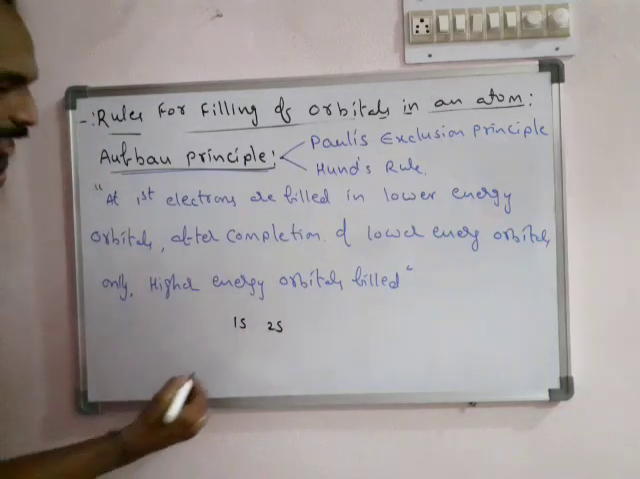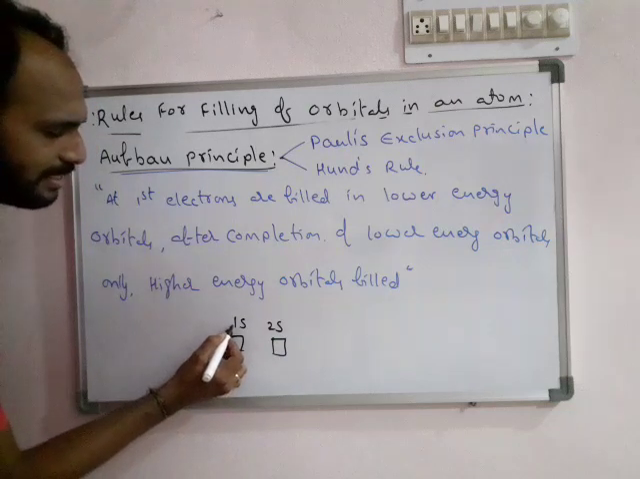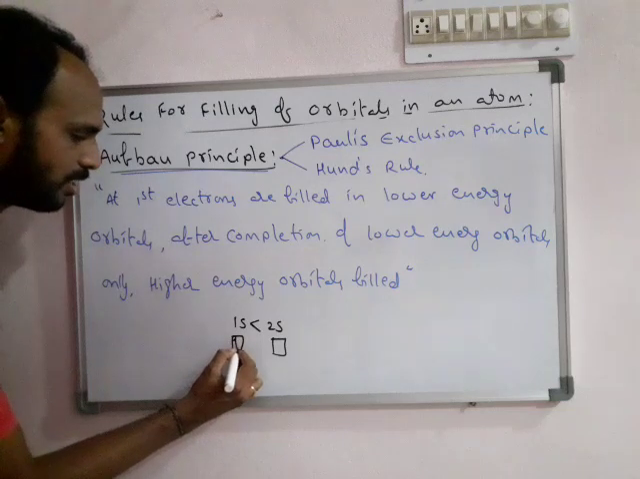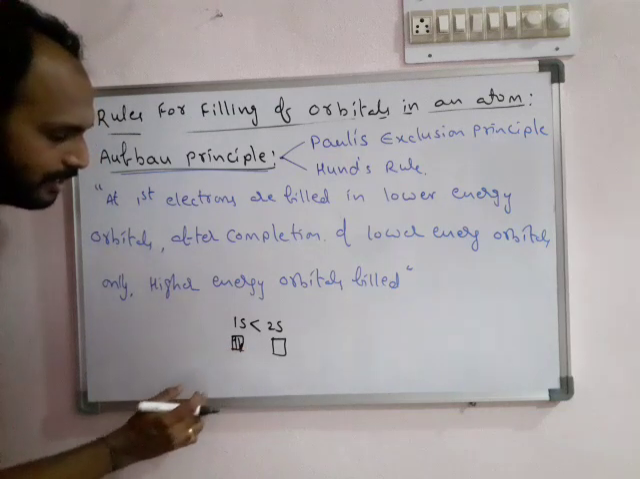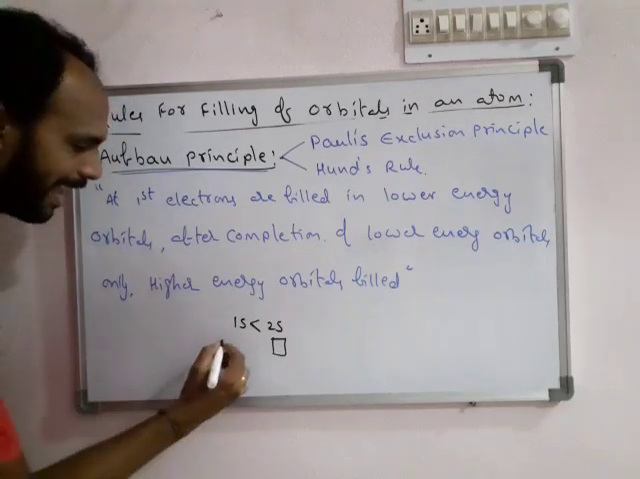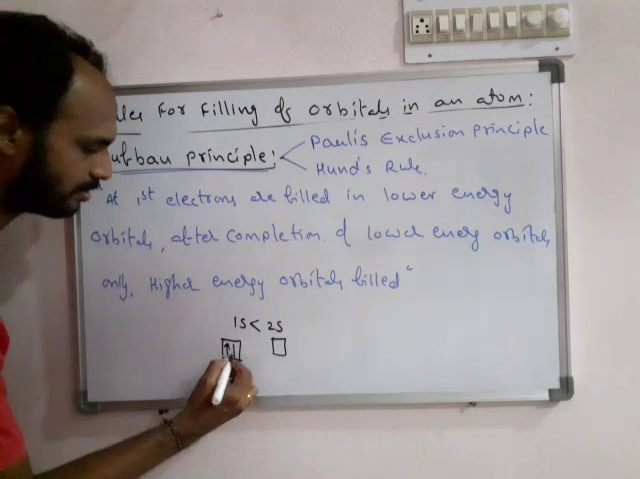Okay, these are two separate orbitals. Generally 1s is lower energy than 2s. So at first electrons fill in 1s. In one orbital, how many electrons can be filled? The maximum number of electrons in an orbital is only 2 electrons.